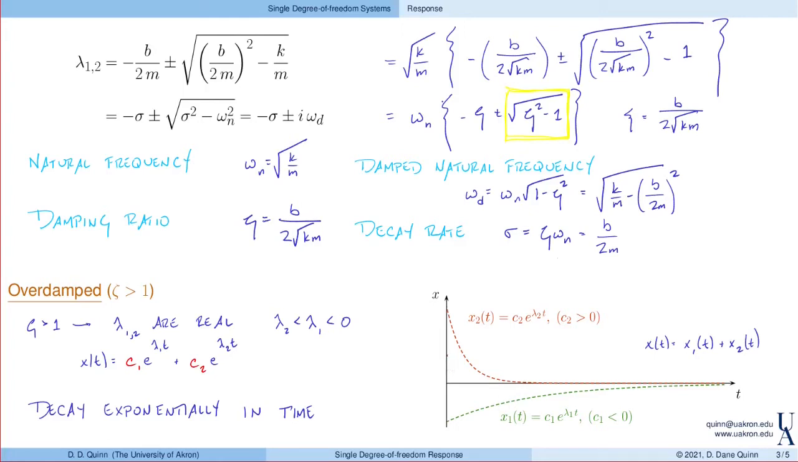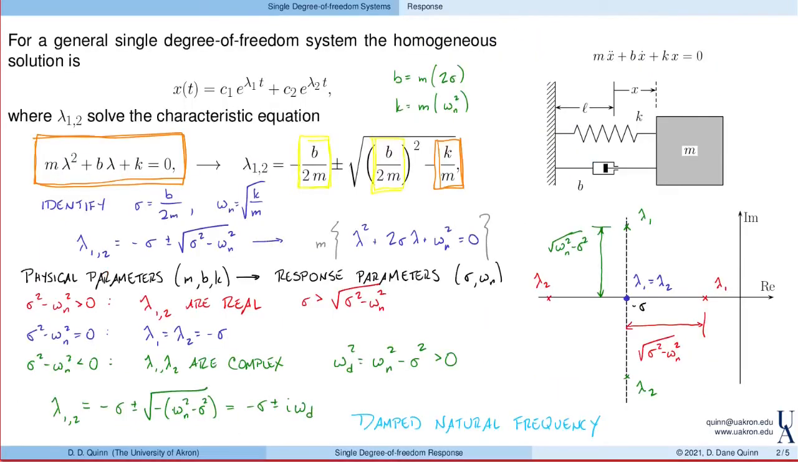Doing so, we see that initially it drops, and then it just decays to 0. Now, the term with lambda 2, because it's more negative, decays faster, leaving the response to be dominated by the slower decaying solution that corresponds to lambda 1. Again, if I go back and look at this plot, in the complex plane, lambda 1 is actually closer to the origin, so it decays slower than lambda 2, which is further away.